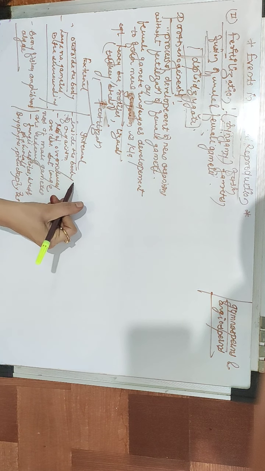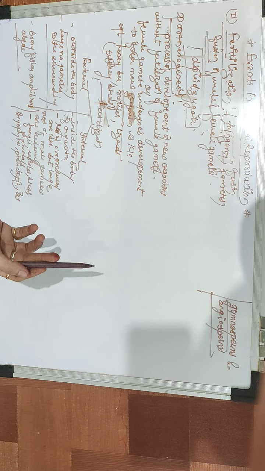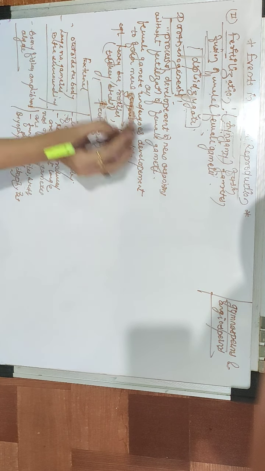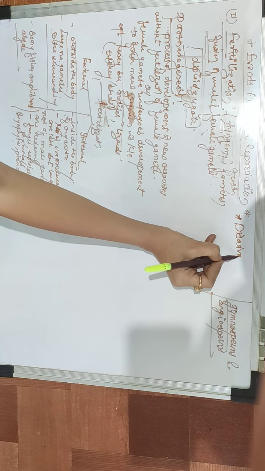Internal fertilization occurs in higher animals like reptiles, birds and mammals, and it also occurs in higher plants like bryophyta, pteridophyta, gymnosperm and angiosperm. Now, what is the disadvantage of external fertilization? I'm talking about the disadvantage.